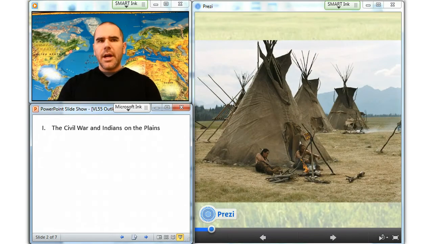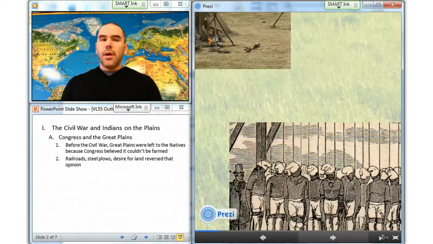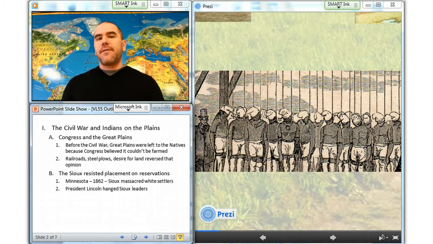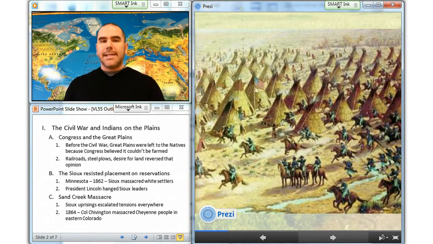So before the Civil War, Congress gave the Great Plains to Native Americans because they thought it could not be farmed. But railroads, steel, plows, and the desire for land reversed that decision. The Sioux and other tribes fought against federal government attempts to place them on reservations. In 1862, in Minnesota, the Sioux responded by massacring white settlers. President Lincoln hanged the leaders and exiled the remainder from the state. The Dakota Sioux Uprising escalated tensions elsewhere between whites and Indians.